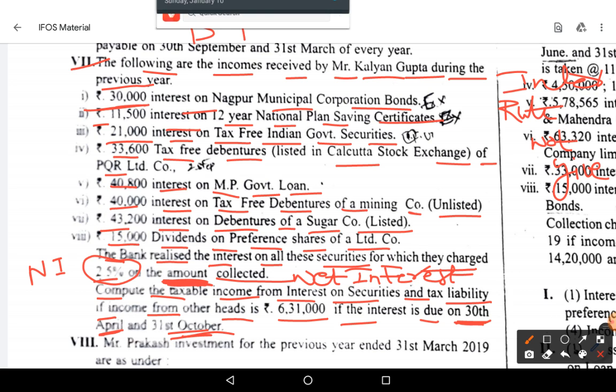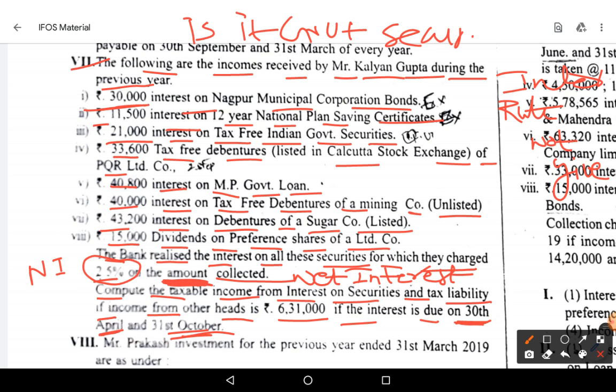Is it government security? If it is yes, whatever interest given is gross interest. If it is not government security, then we will ask, is it less than or equal to 5000? The interest amount given, is it 5000 or less? If it is less, then we take that amount itself.